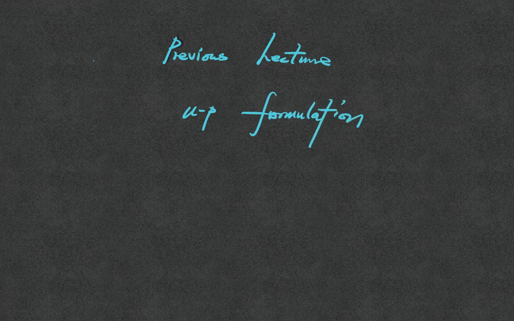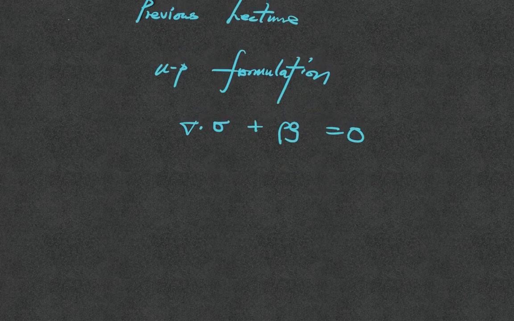Basically for incompressible flow, if you remember, the formula is very simple. The divergence of the total stress plus the body force. This is actually the balance of linear momentum, and then plus these equations.